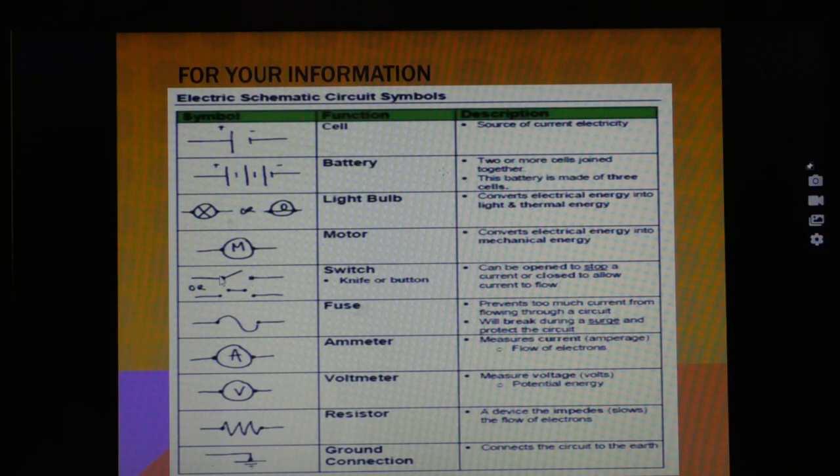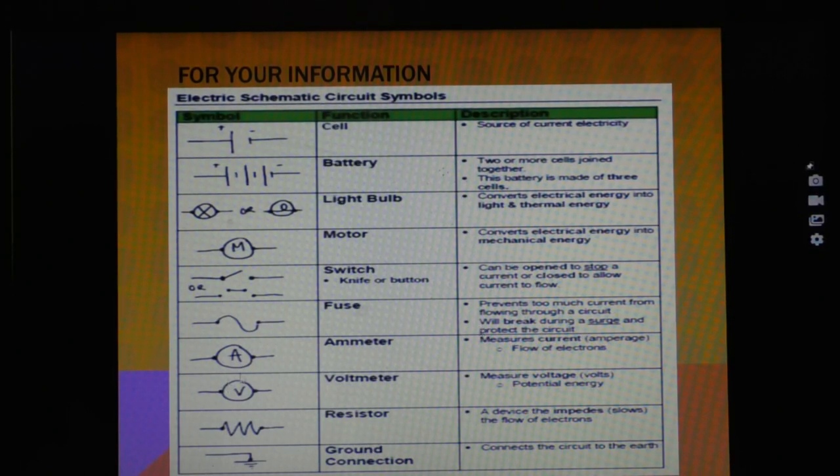While dealing with this symbol, you can see two dots and this line, and when these two are connected, it means the circuit is closed. We can have such terminals, with 1, 2, 3 terminals, two ways. This stands for a switch, which may be a knife or a button. It can be open to stop a current or closed to allow current to flow. This type of symbol stands for a fuse wire. This prevents too much current from flowing through a circuit. It will break the circuit and protect it.